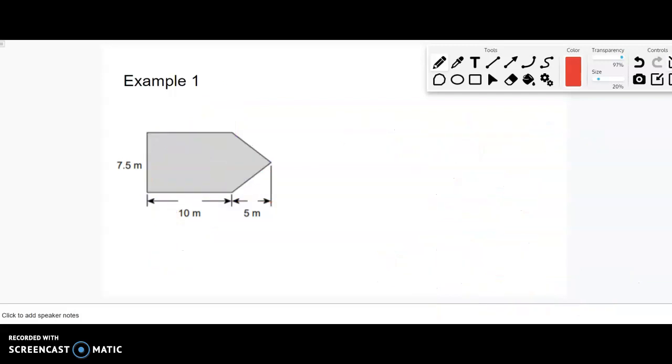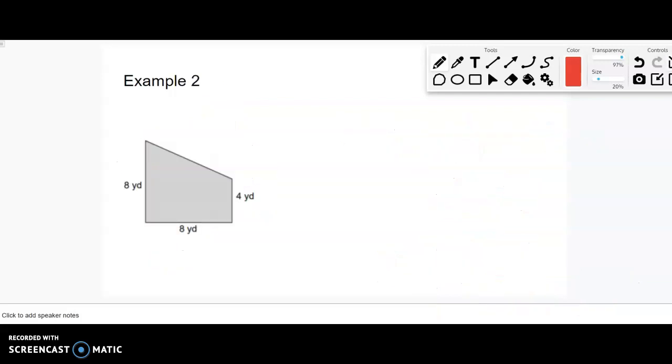Let's look at another example. Okay, here is a trapezoid. Well, I don't know how to find the area of a trapezoid, but the good thing is I can divide trapezoids into a triangle up here and a rectangle down here on the bottom. Right? So let's look at that rectangle first.